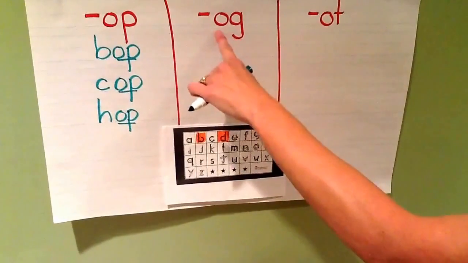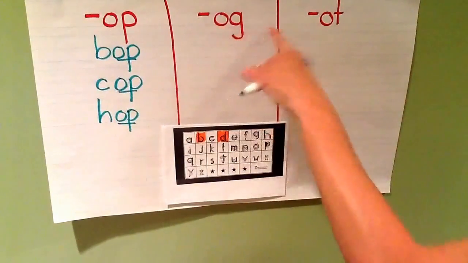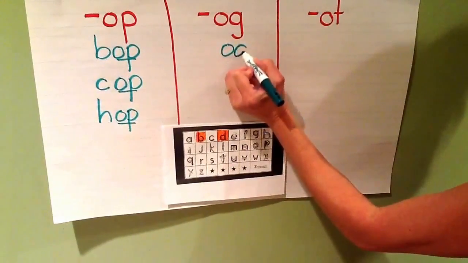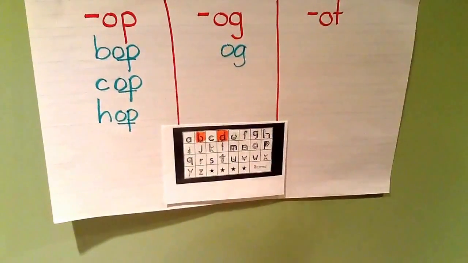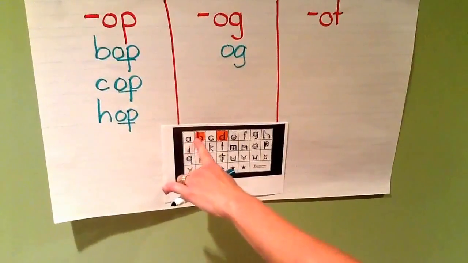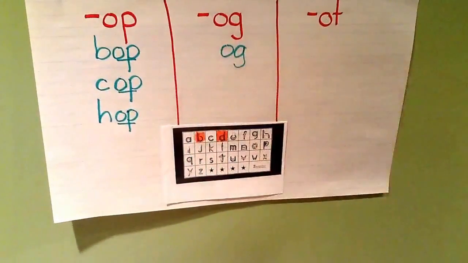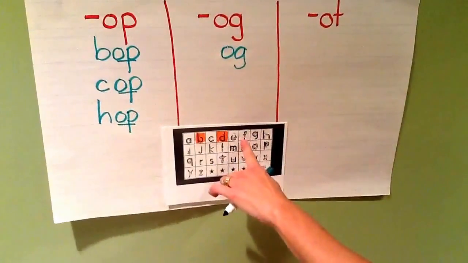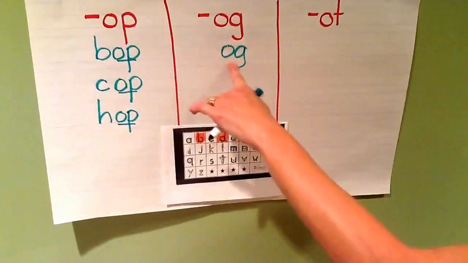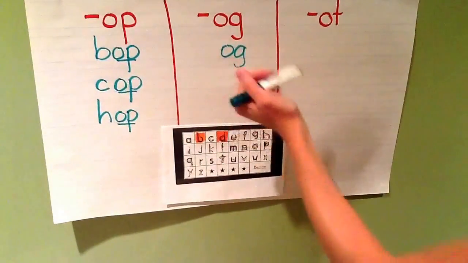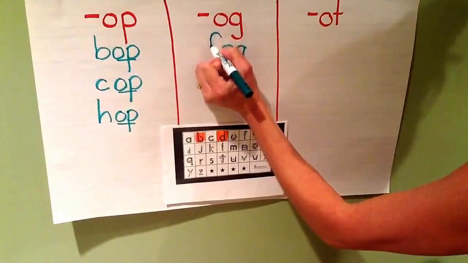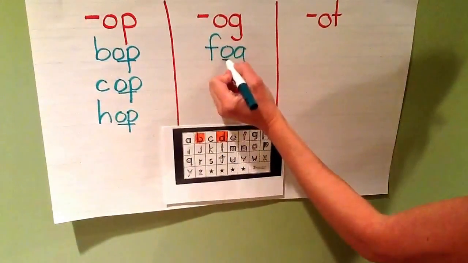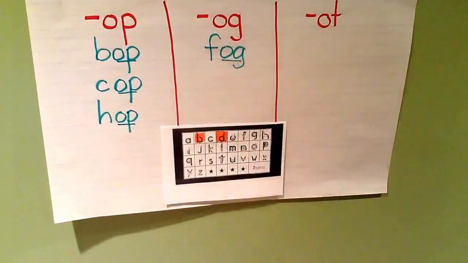Let's look here. I have og. Og is my new word family. Let's see if we can come up with words that have the og word family. Do you see a letter here that I could add to the beginning of og to make a real word? What about the F? Og, fog. When you have fog, you have a delay at school, don't you? That's a real word. Fog. So I can underline the og because that is my word family.